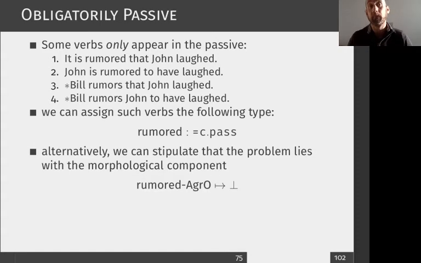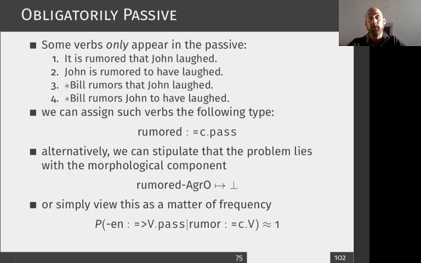Okay. Alternatively, we could say no, rumor is exactly like expected in the syntax, but for some weird reason, unbeknownst to us, there's no explanation of it, it's just how the world is. If rumor combines with an agent lexical item, somehow that's just not morphologically realizable. We just can't pronounce it. We can build it, but we can't pronounce it. Okay? That works. And we could also view this as just a pure matter of frequency. We can say, yes, rumor, 3 and 4 are perfectly grammatical. The system derives them. It's just that they are so infrequent.